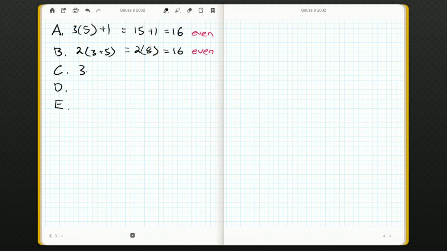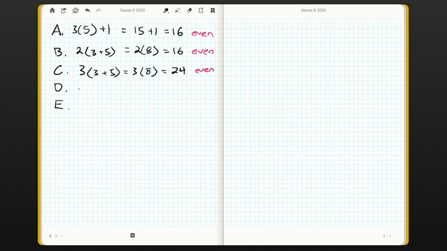All right, C, that was 3 times 3 plus 5. Well, we already said 3 plus 5 is 8, and we do what's in brackets first. It's order of operations. What's 3 times 8? 24. And that is definitely another even number.